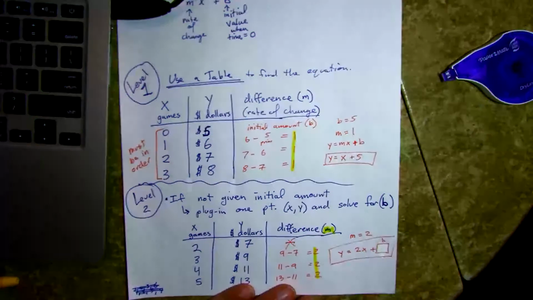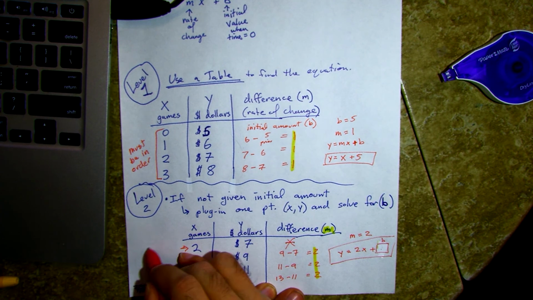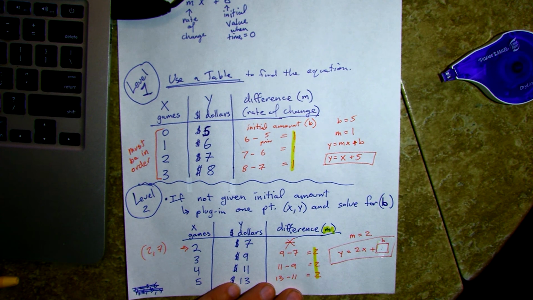X, Y. 2 games gives you $7. 3 games gives you $9. These are all points. Okay? So what we're going to do is plug in 1 point, x, y, and then solve for b, because b will be the only thing left if we plug in an x and a y.